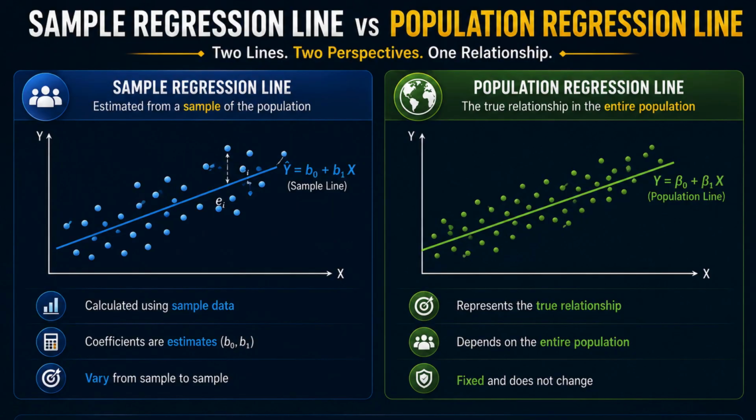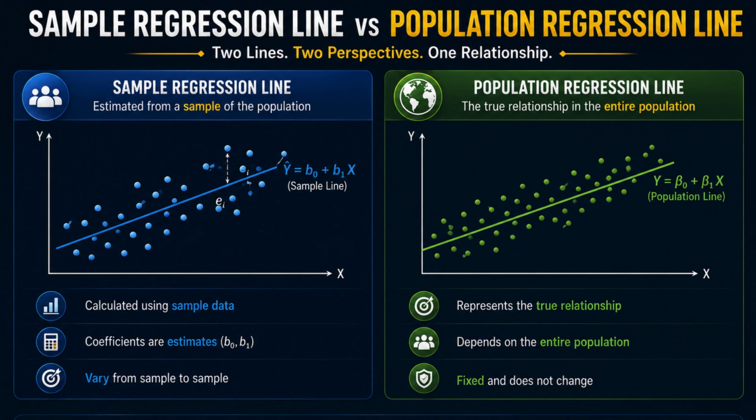Now that we understand how OLS finds the best fit line, another important interview question is the difference between the sample regression line and the population regression line. Let's understand this with a simple example. Suppose you want to study the relationship between study hours and exam marks for every student in India. Ideally, we'd collect data from every single student, but that's practically impossible because it would require enormous time, money, and effort. Instead, we collect data from a smaller group of students called a sample. Using this sample, we estimate a regression line, and this estimated line is known as the sample regression line.